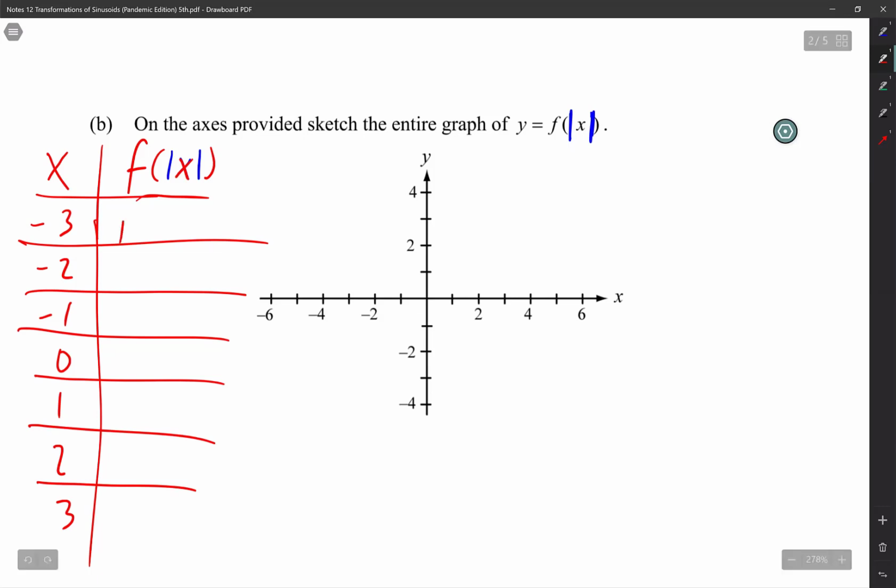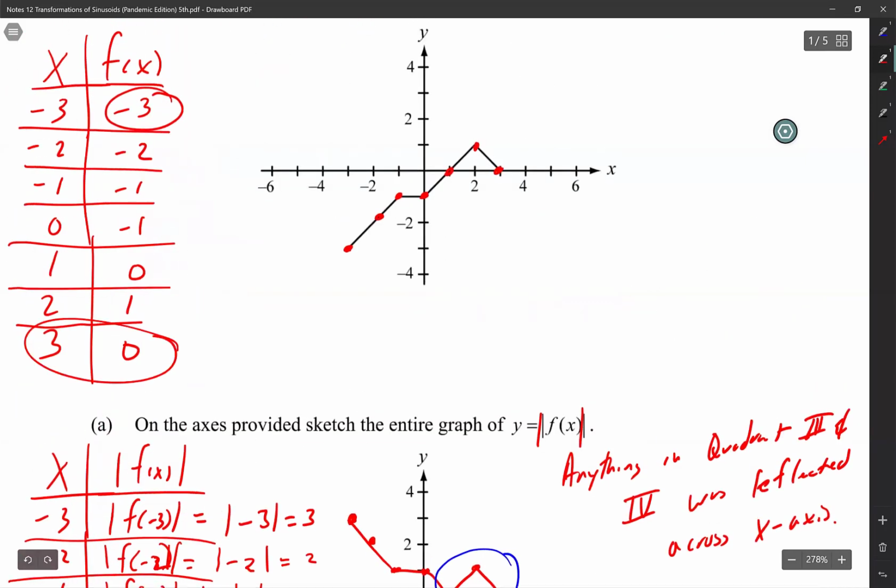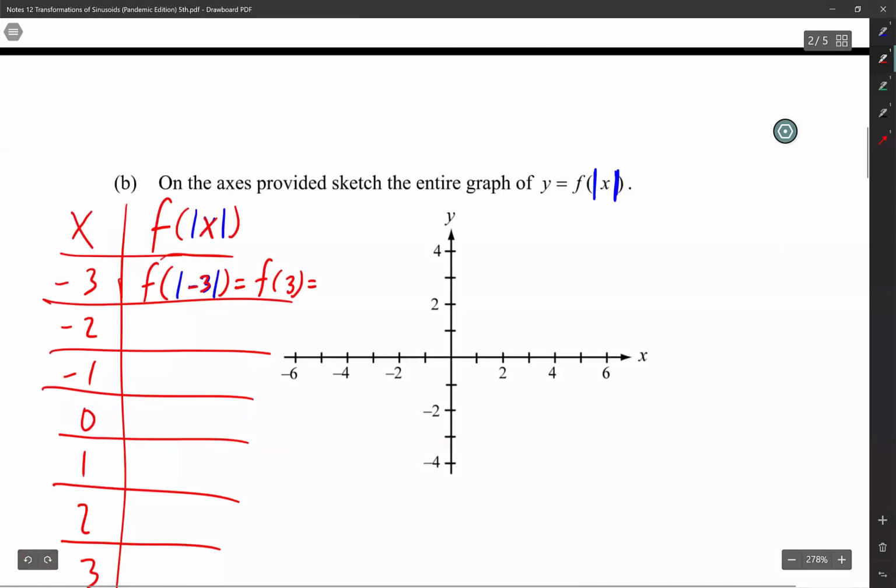So this means f of absolute value of -3, which absolute value of -3 is just 3. So then I just look for f of 3. And f of 3, if I go back here to the original, f of 3 is just 0. So I'm going to put 0. So at -3, put a point at (-3, 0).